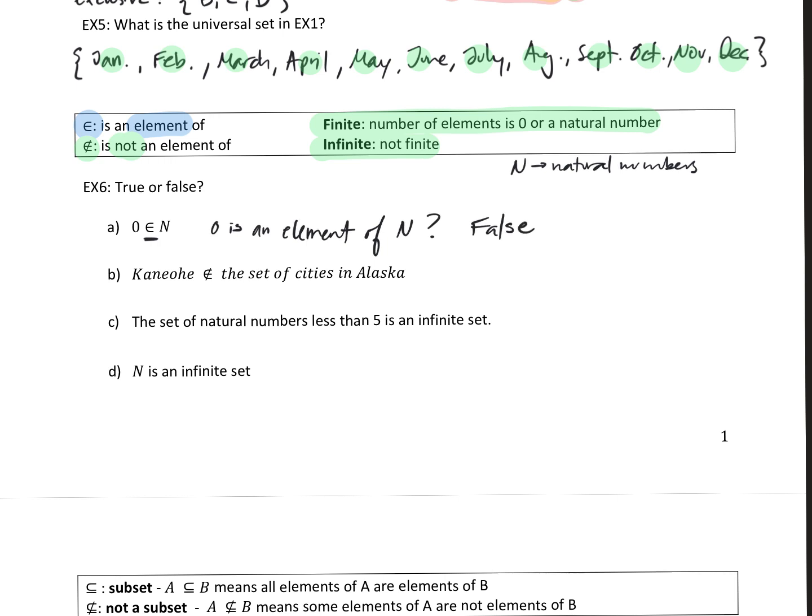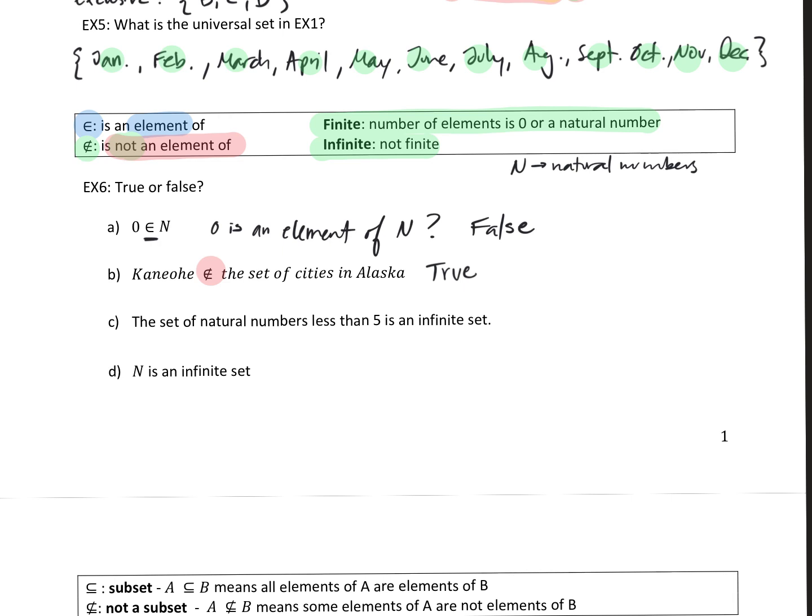Next we have Kaneohe is not an element of the cities in Alaska. Is that true? Is Kaneohe a city in Alaska? So it's not a city in Alaska, which means this is true, unless somewhere in Alaska they named a city Kaneohe, but not that I know of. So this is a true statement. Kaneohe is not an element of the set of the cities in Alaska.